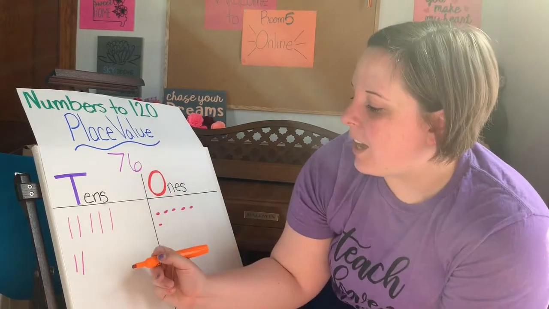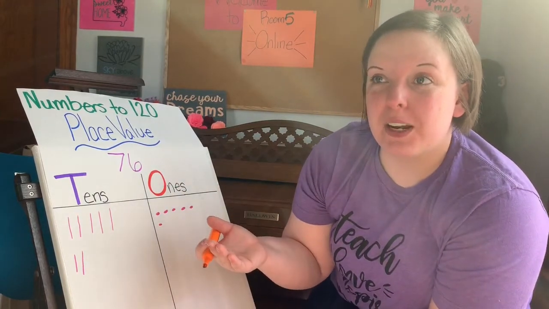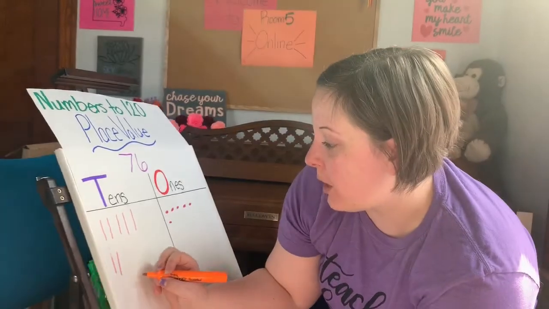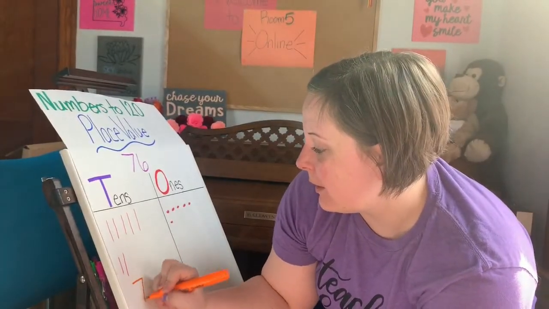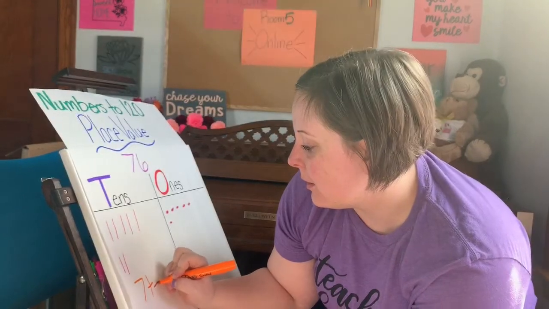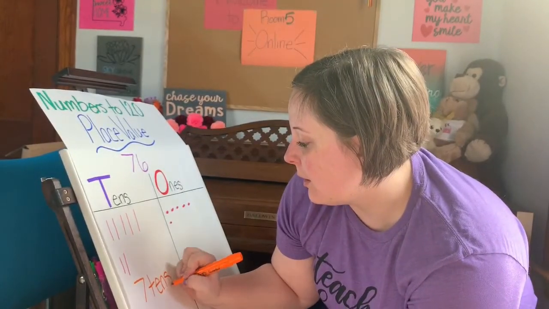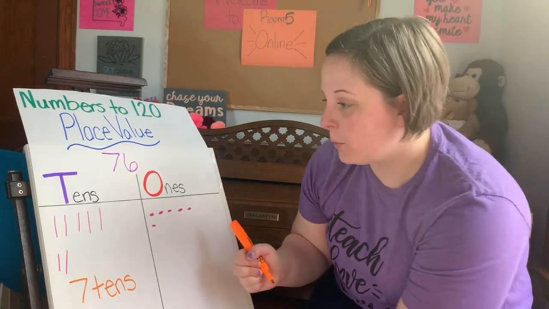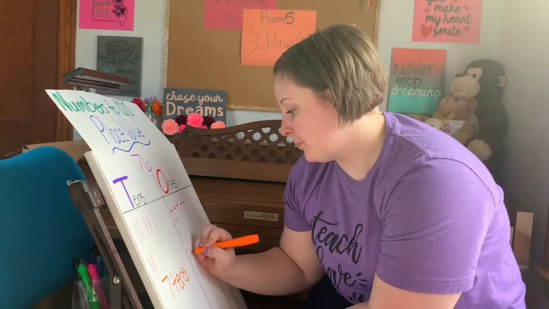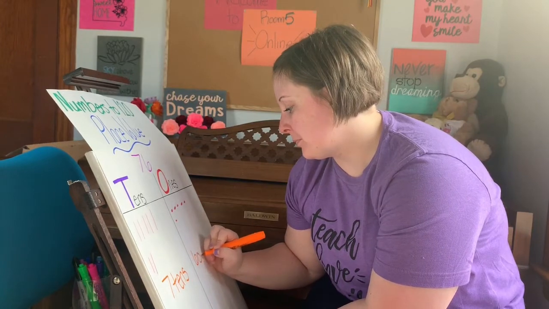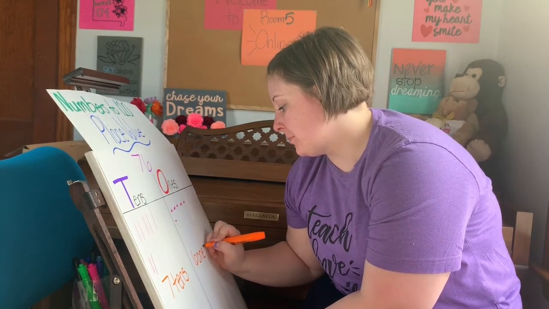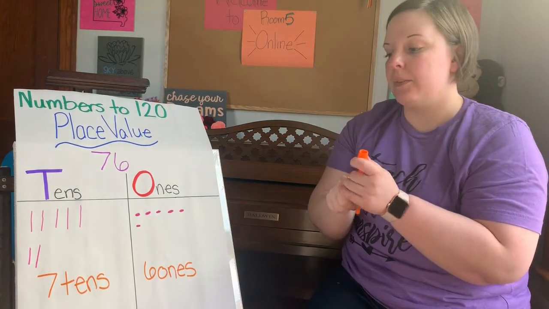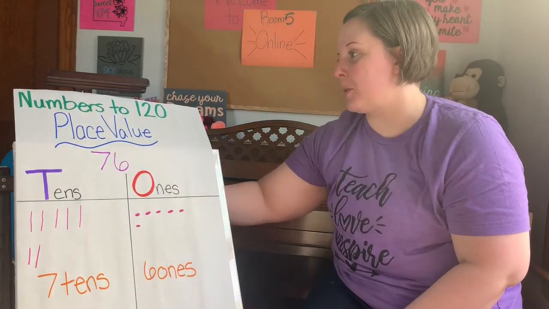So I have 7 tens. And when I write my tens and ones, that's all I do. I just write 7 tens. So I'm going to go ahead and write that. And how many ones do I have? I have 6 ones. So that is my tens and ones form of my number.